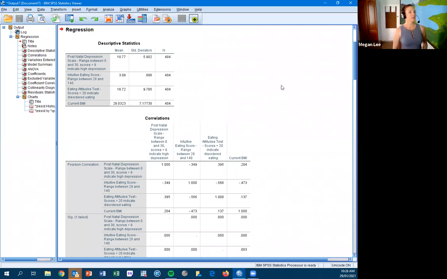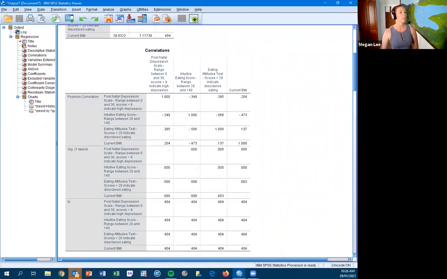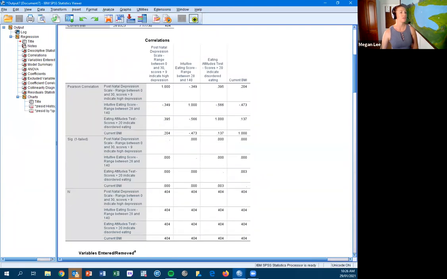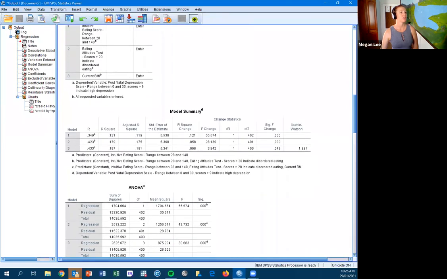Okay, so our means and standard deviations are the same as what we found in our assumptions testing. We've got a mean or average depression rate of about 11. Intuitive eating score is about 3.09, and our eating attitudes, disordered eating, is under 20, which is good. And BMI is around 28, so we've got a bit of an overweight population. There's our correlations again. So we don't really need too much of that.